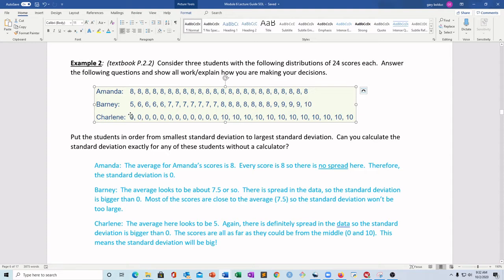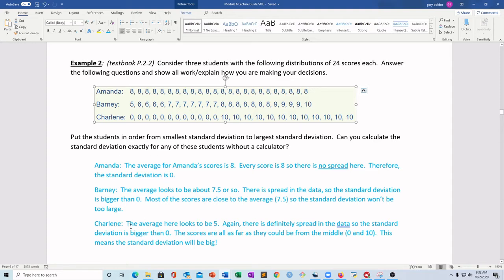For Charlene, every single data point is a whole jump of 5. 0 to 5, 0 to 5, 0 to 5. What about over here? 10 to 5, 10 to 5. That's also a jump of 5. So Charlene has a much bigger standard deviation because every one of her data points is pretty far from the mean. Barney has got a lot of data points that are pretty close to the mean. Amanda has every data point right on top of the mean.